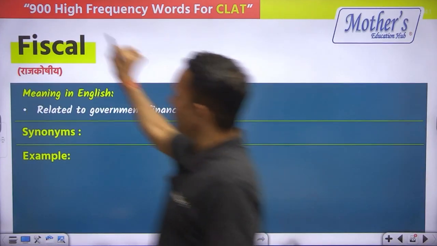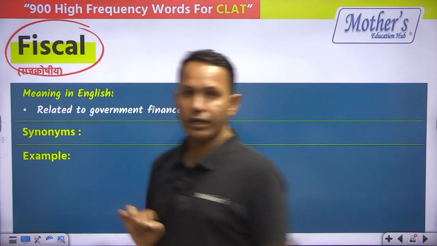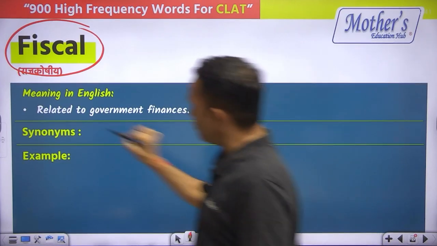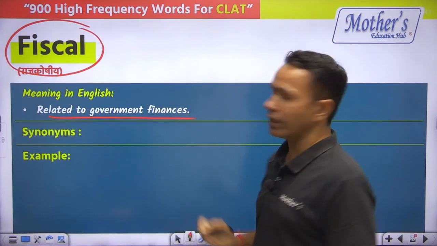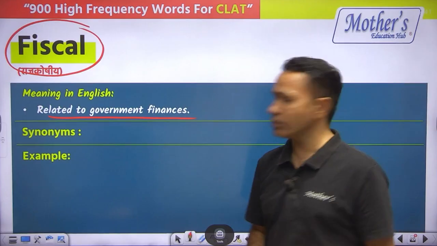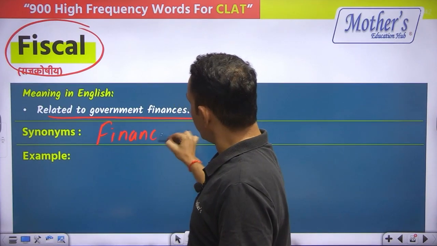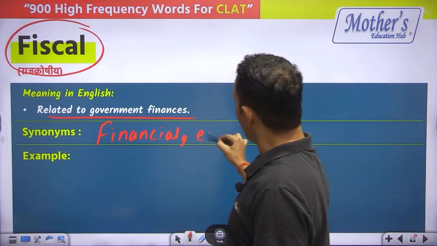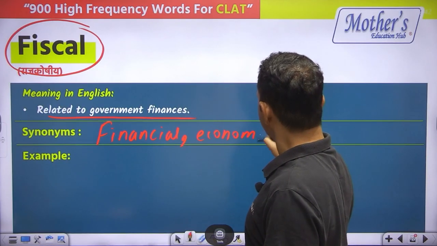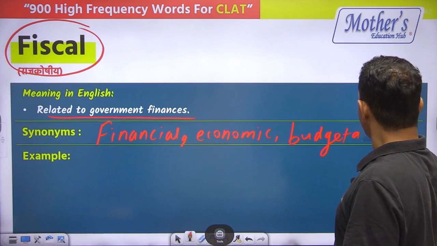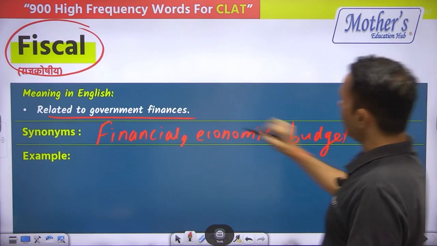Our next word is fiscal, a core economic term. Fiscal means related to government finance. So fiscal means finance, financial, economic, budgetary, monetary.